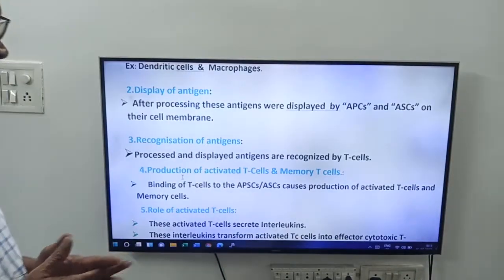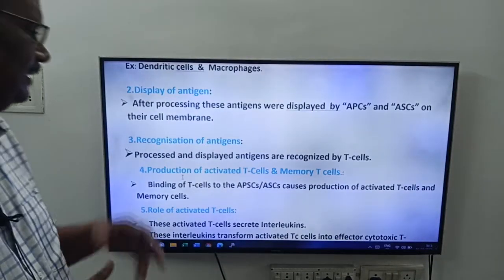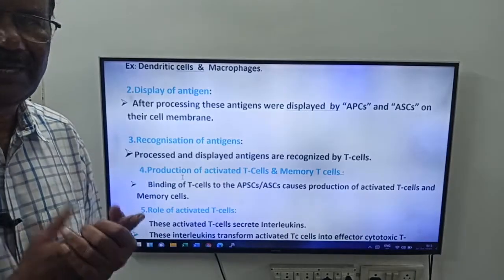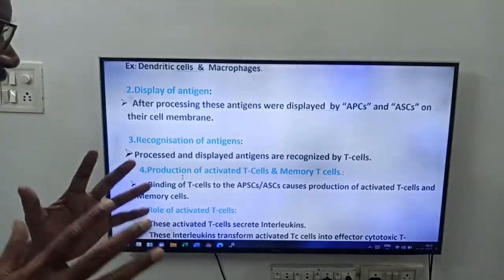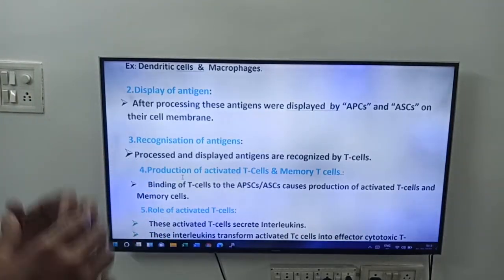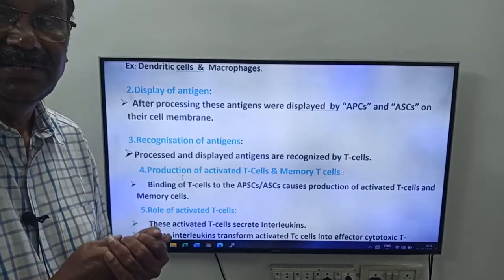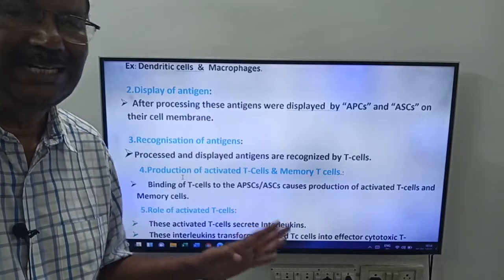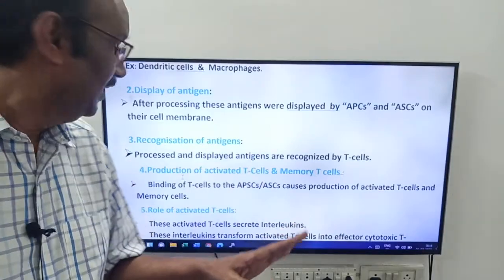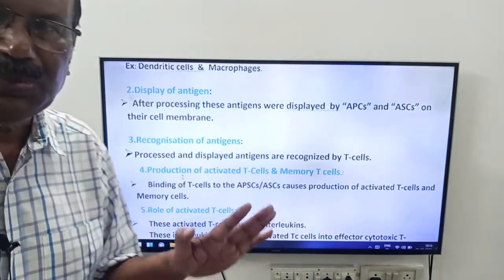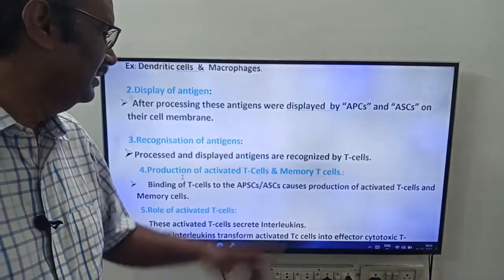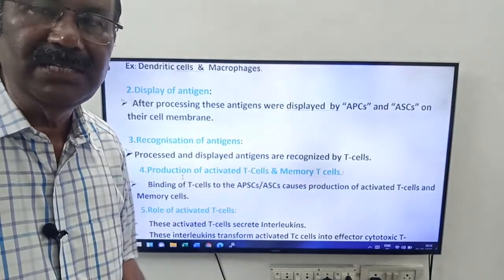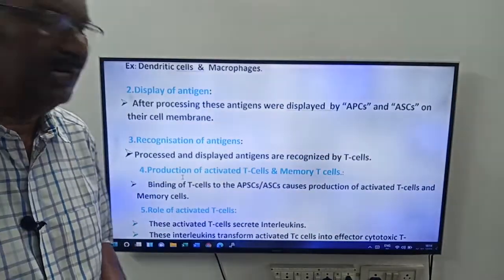Next, friends, recognition of antigens. Processed and displayed antigens are recognized by T cells. See, friends, without processing, T cells won't recognize them. So the processed and displayed antigens are recognized by whom, friends? By T cells. Very, very important, friends.